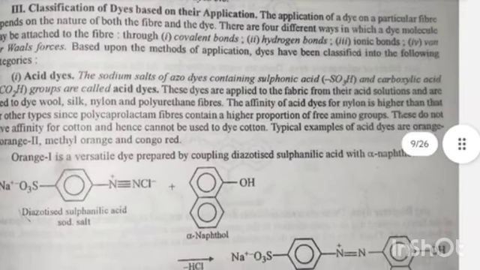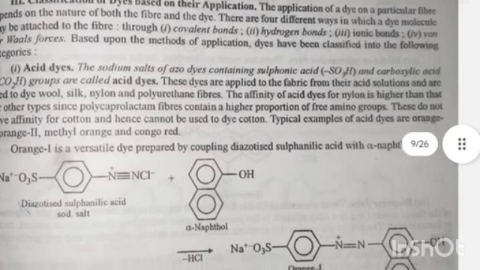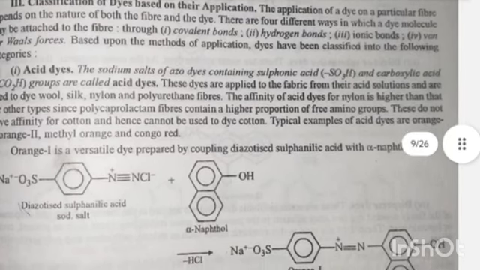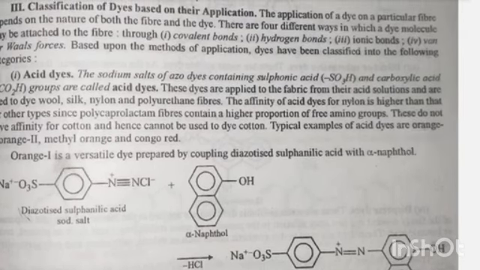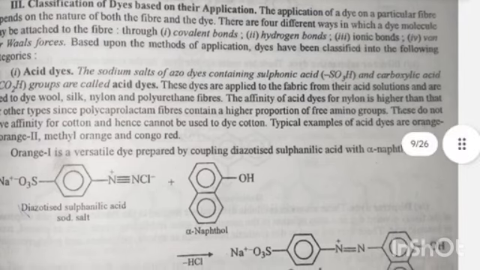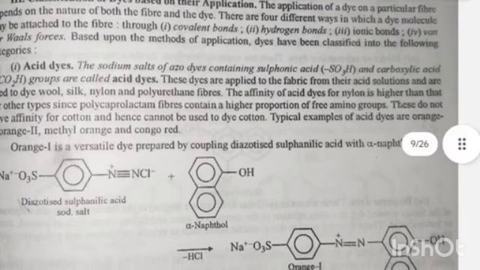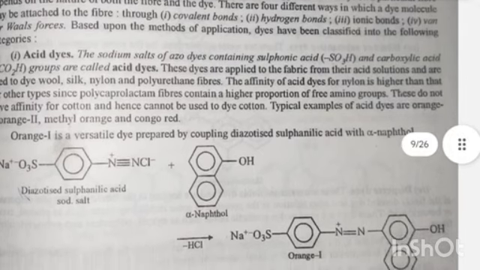Classification of dyes based on their application. The application of dyes on a particular fiber depends on the nature of both the fiber and the dye. There are four different ways in which a dye molecule may be attached to the fiber: through covalent bonds, hydrogen bonds, ionic bonds, and van der Waals forces. Based upon the method of application, dyes have been classified into the following categories.